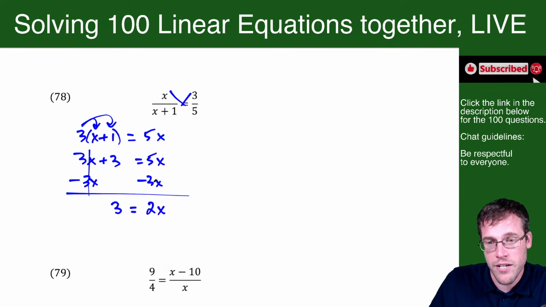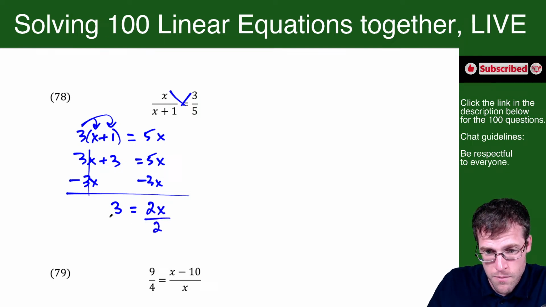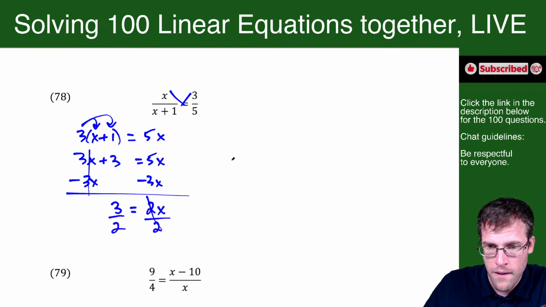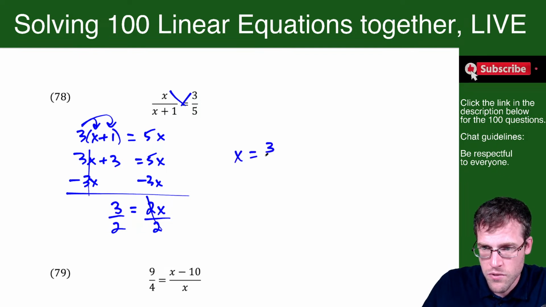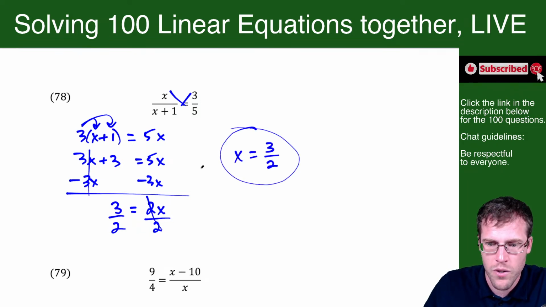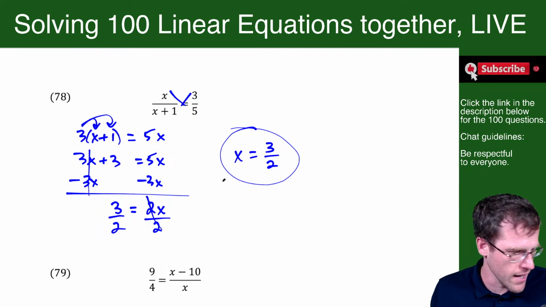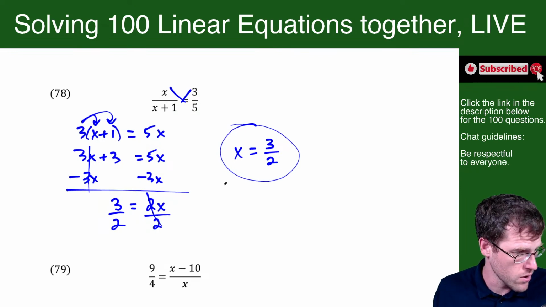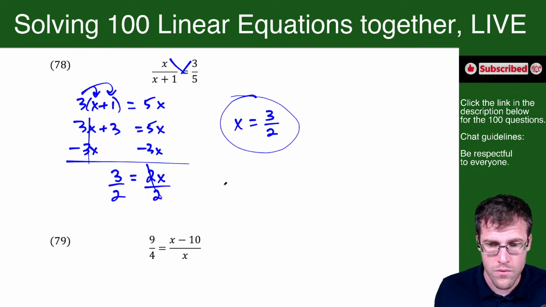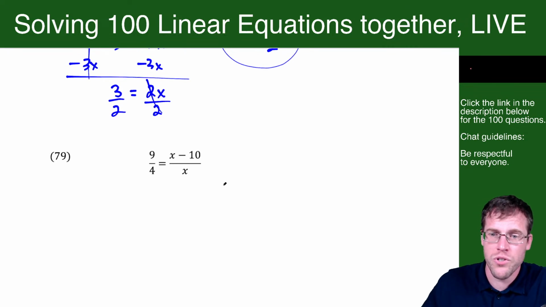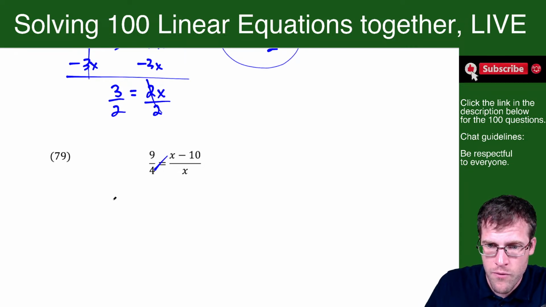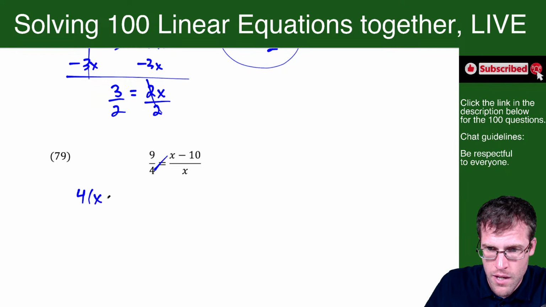So now let's see. 5x minus 3x is 2x. Divide both sides by 2. And you got x equals 3 over 2, or 1.5 if you want to turn it into a decimal. Either way is fine. All right. So that was 78. And now we move on to this one. So more distributing. 4 times x minus 10 equals 9 times x.